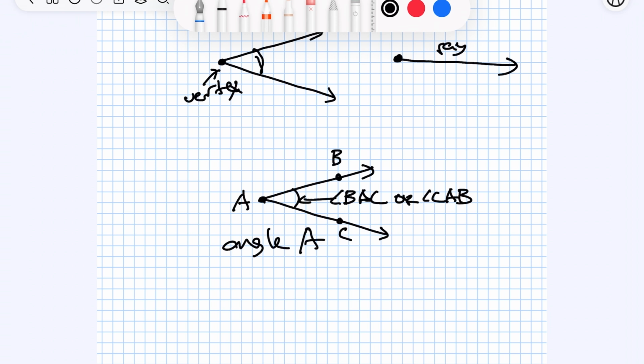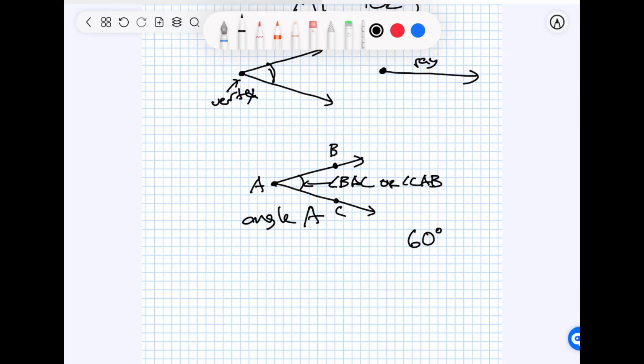Now let's talk about how we measure angles. Angles are measured in degrees, which is written with a small circle symbol. For example, 60 degrees. A full rotation around a point is 360 degrees. That means if you spin all the way around once, around a point, like so, you have turned through 360 degrees.